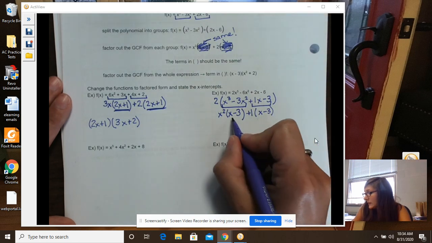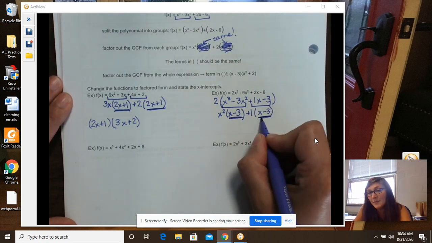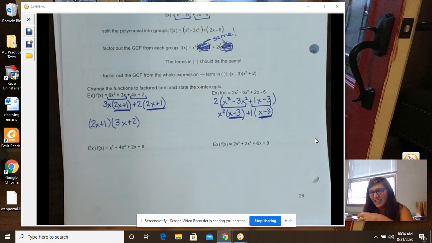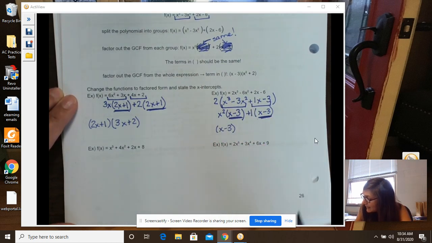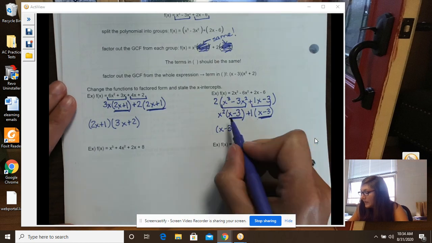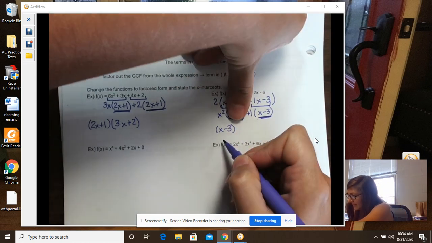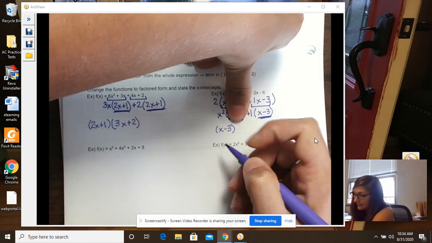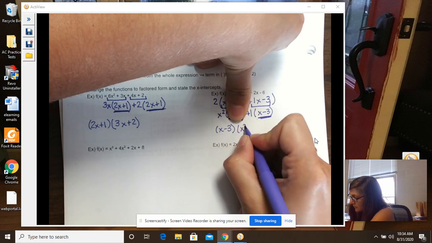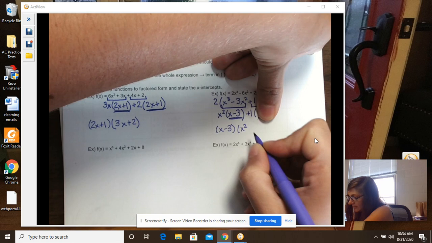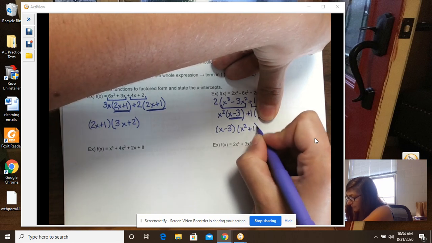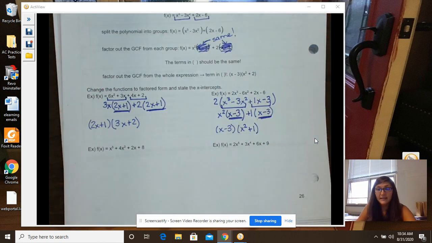Now notice that our stuff in parentheses is the same again. So we can pull that stuff in parentheses out front as our GCF, and then look at what's left over. So for the first term, when I factor out that x minus 3, I'm left with x squared. And for the second term, when I pull out that x minus 3, I'm left with plus 1. Okay. And that's our factored polynomial.